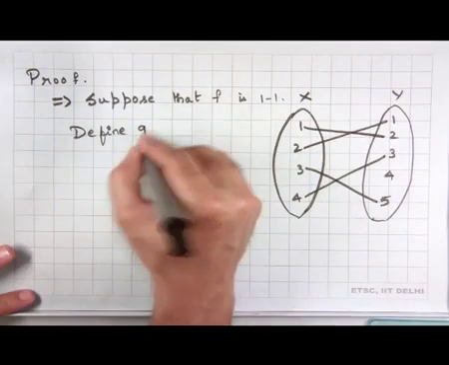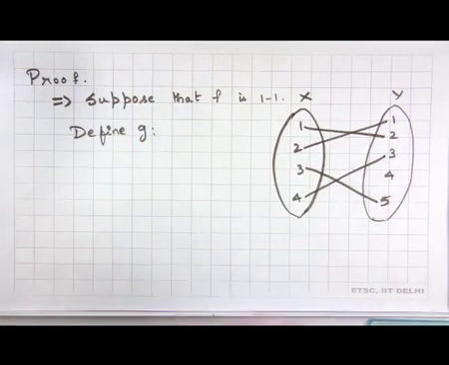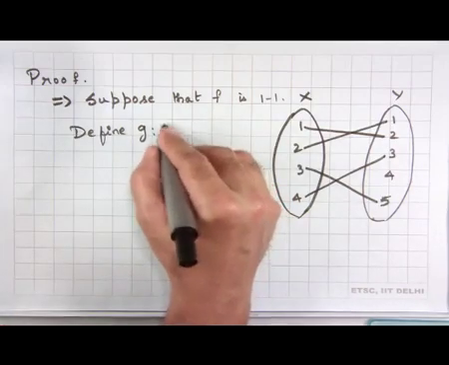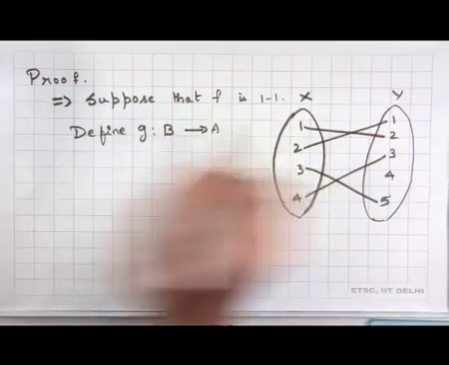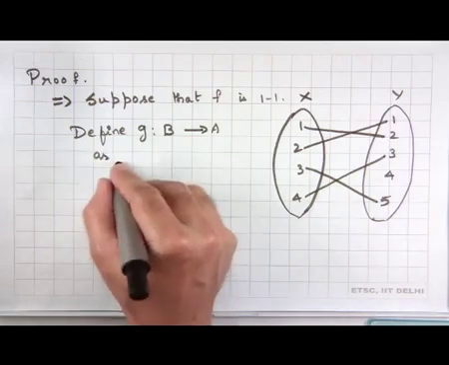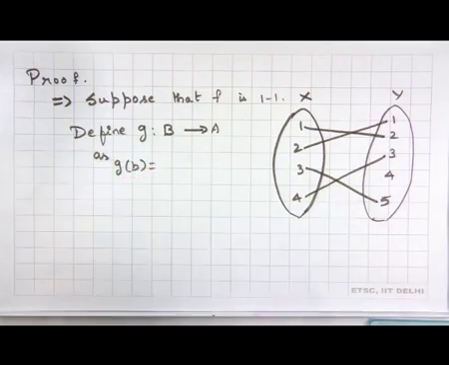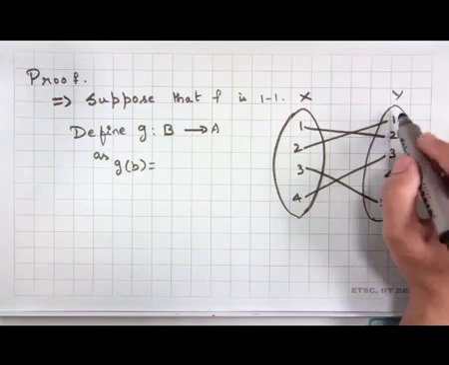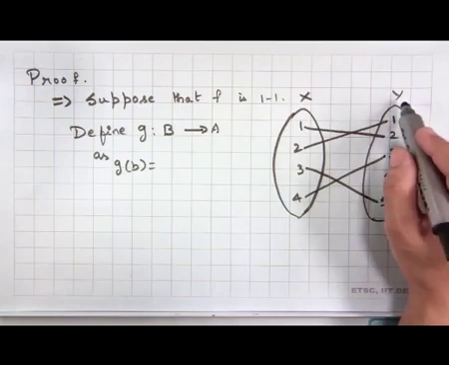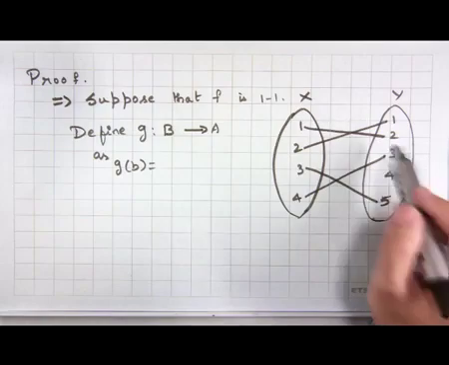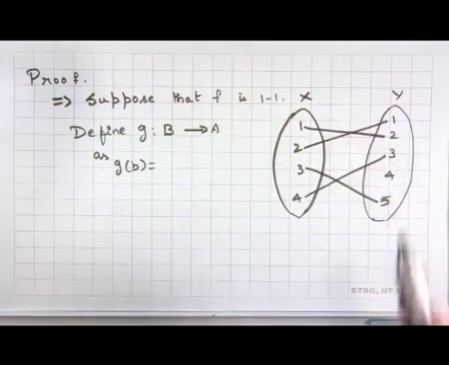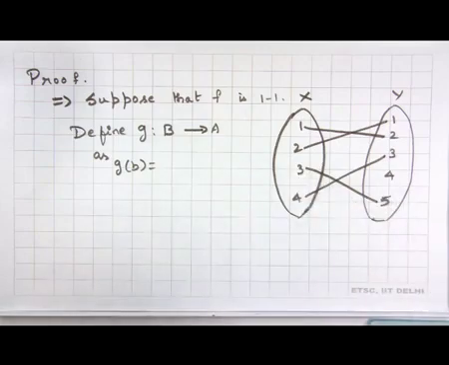Now, let us keep this example as our model and try to define what this g is going to be, g from B to A, as follows: g of b. If you look at this example, the natural choice for 1 in y is just 2, and similarly for 2 it is going to be 1, for 3 it is 4 and for 5 it is 3.